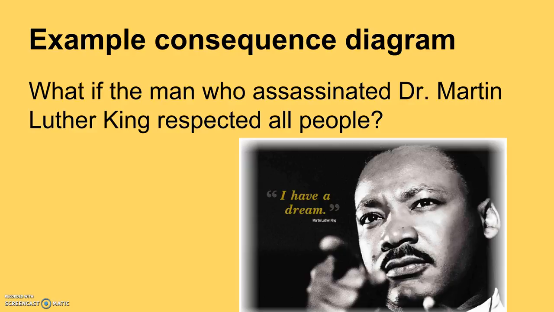They could also choose a historical event. For example, what if the man who assassinated Dr. Martin Luther King respected all people? In this, they would create a consequence diagram for the assassination of Dr. Martin Luther King, and then they would create an alternative story and an alternative consequence diagram for if he was not assassinated.